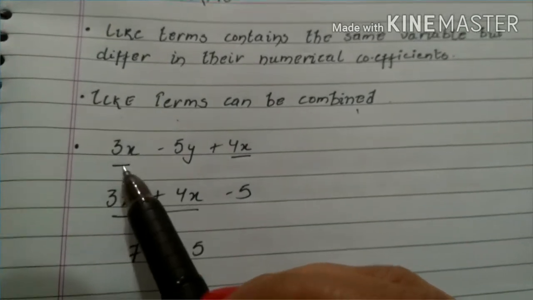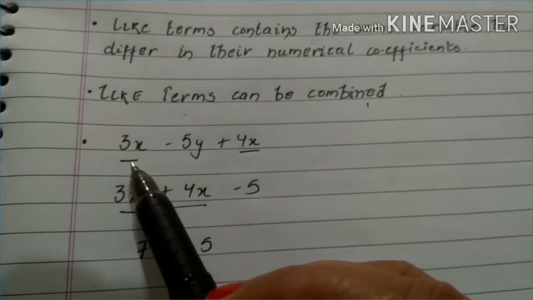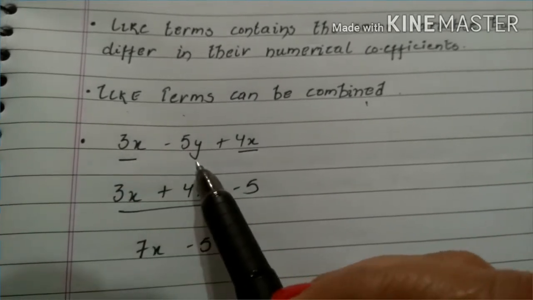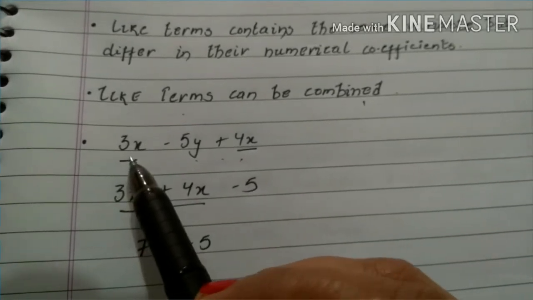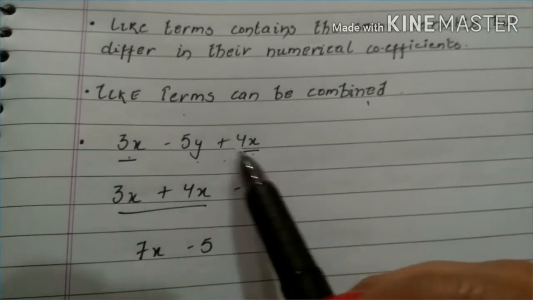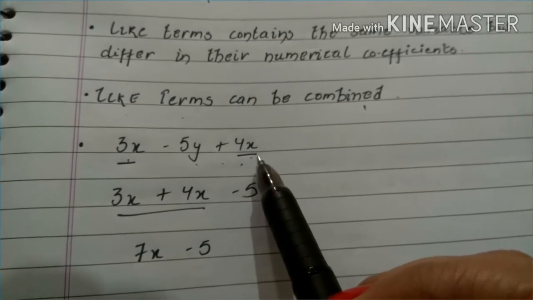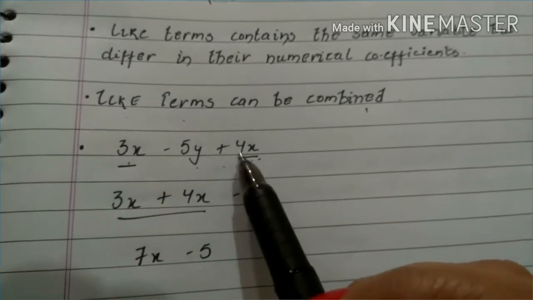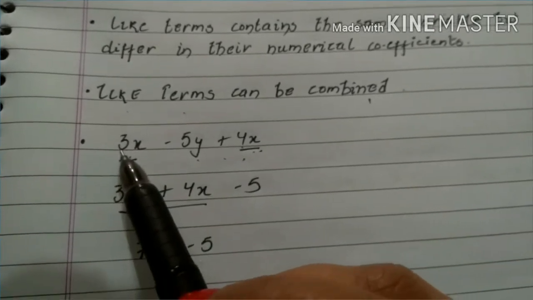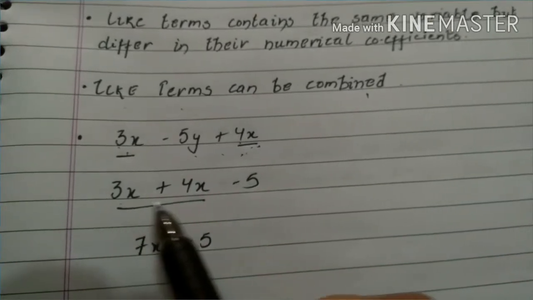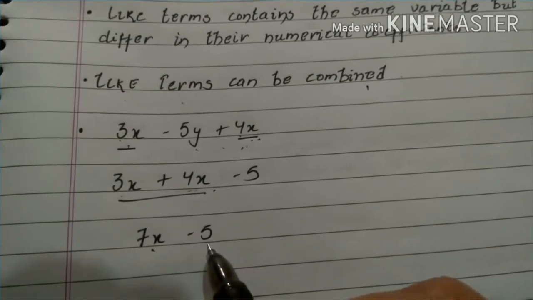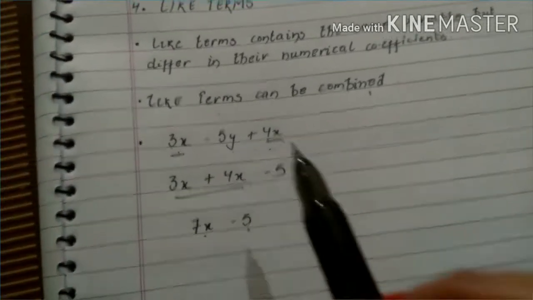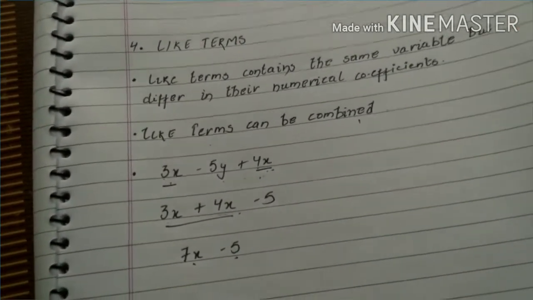The first example is for your reference: 3x minus 5y plus 4x. In this, 3x and 4x have the same variable x, but the numerical coefficient differs in both. So you can combine them to get your answer as 7x minus 5y. So this was like terms.